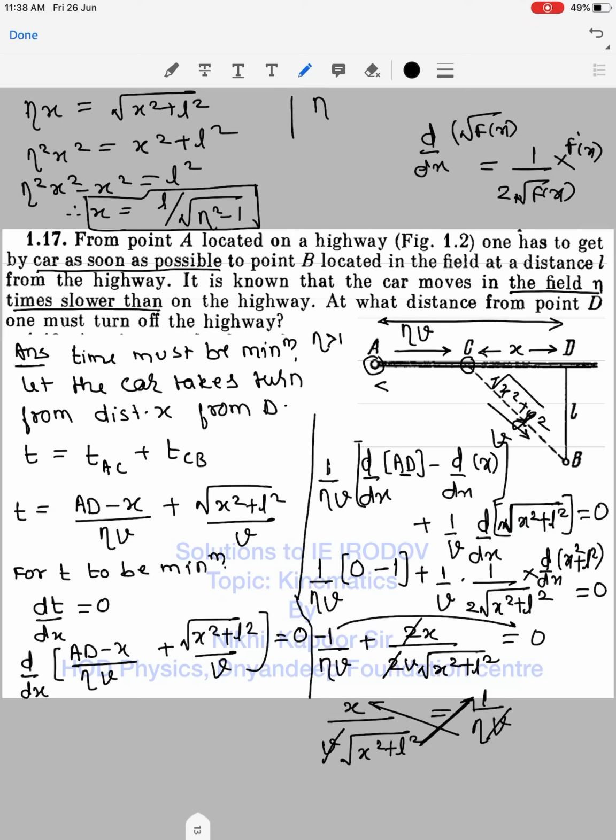Okay. One may solve the same numerical by taking eta as less than 1, and the speed of the car on the highway will be eta times of the velocity of the car in the field, you can take. So you will get a different answer. Okay. So here it is not mentioned in the question, but be careful while solving in exams whether eta is greater than 1 or less than 1. If nothing is said, then we will assume it as greater than 1.